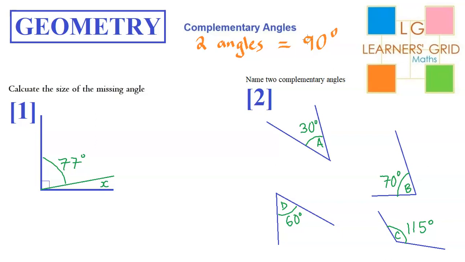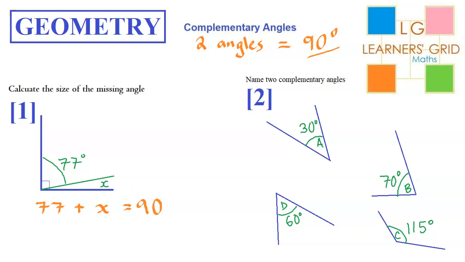It says calculate the size of the missing angle. We have an angle here which is 77 degrees, and we have an unknown angle which is labeled x. So I'm going to show you how to work out the size of angle x. What we can do is take what we know and put it into a little equation. So we've got 77, we add whatever angle x is, we don't know what it is so we'll just put x, and we know from our rules that it has to equal 90. And from there we should be able to work out the size of angle x.